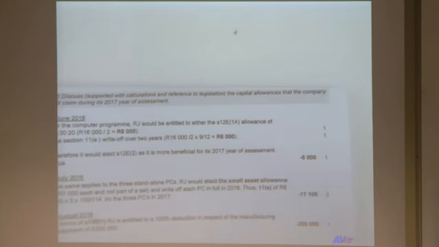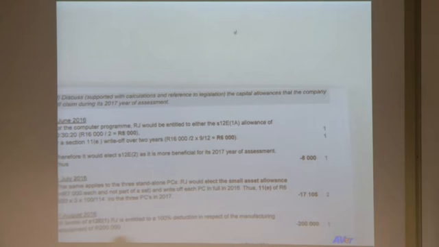So then you compare the two and you choose which one is more beneficial. Okay? Then the same applies to the 3 standalone PCs. So remember, in terms of 11E, for a small asset that costs less than 7,000 Rand, you can get the full cost price as an allowance in the year that you acquire it.